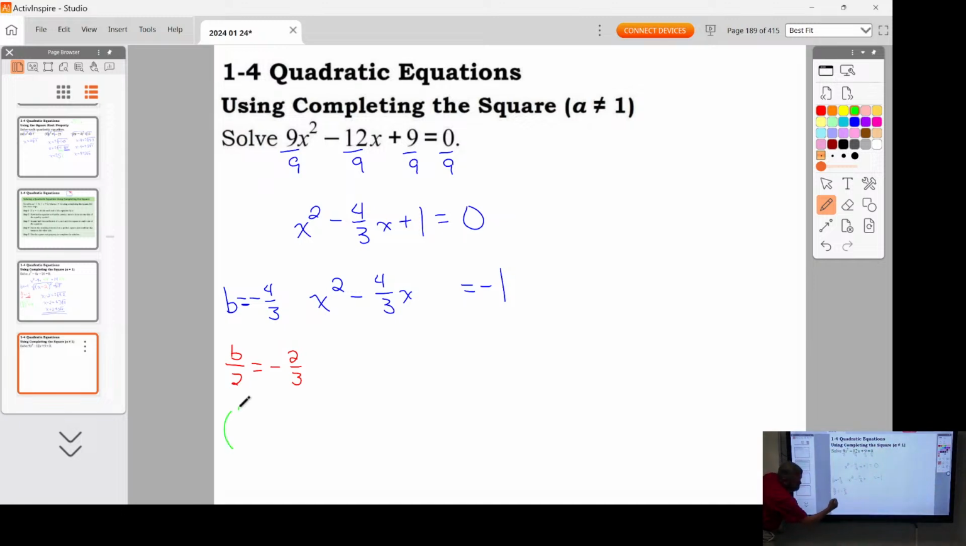What is half of b squared? -2/3 times -2/3. Negative times a negative is going to be a positive. 2 times 2 is 4. 3 times 3 is? Okay, there you go. -2/3 squared is 4/9. And guys, use your calculator.